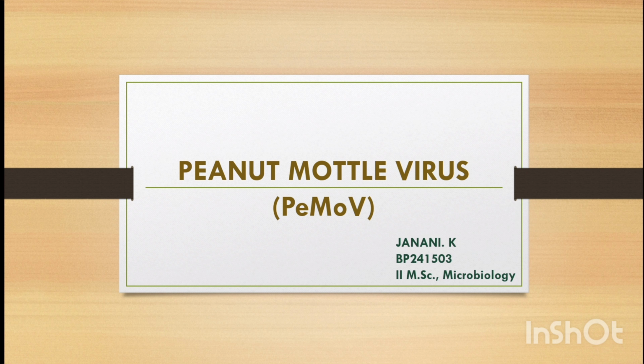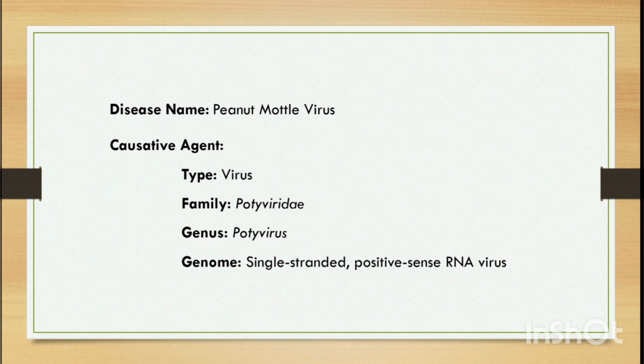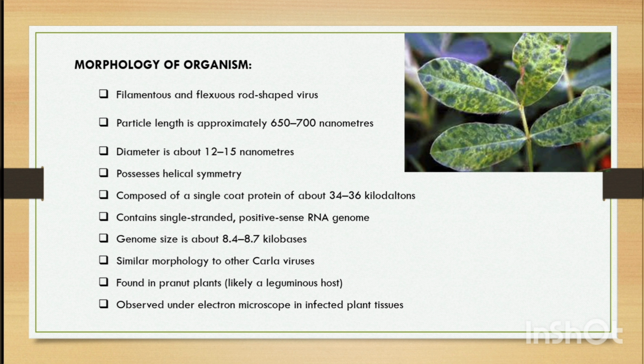In this video we are going to see about peanut mottle virus. The causative agent type is virus, family Potyviridae, genus Potyvirus, genome single stranded positive sense RNA virus. Morphology of the organism: filamentous and flexuous rod shaped virus. Particle length is approximately 650 to 700 nanometers.